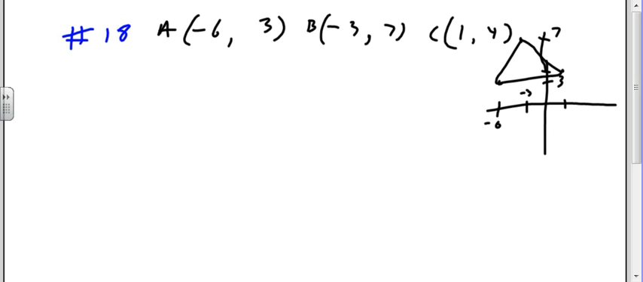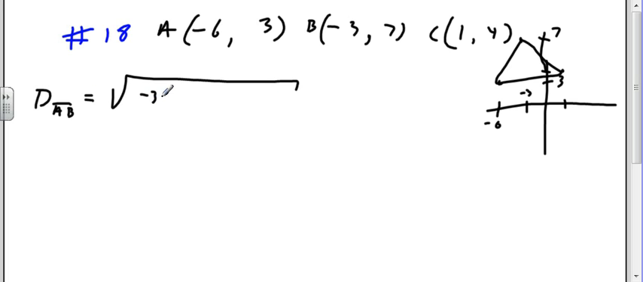Okay, well, what do we need to know? We need to know the distance A to B. That'd be nice to know. Square root of minus 3 minus minus 6 squared plus 7 minus 3 squared. All right, so that's 3 squared for 9, and 4 squared for 16. So this guy's a 5, because the square root of 25 is 5.